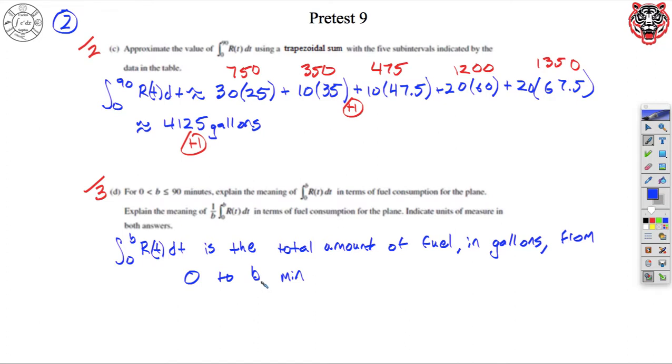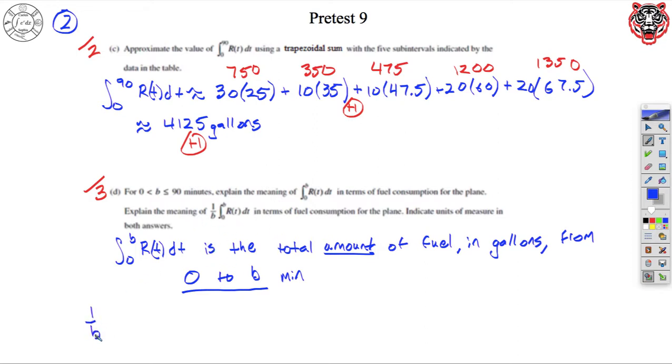In terms of what? Like it means the total number of gallons consumed from t equals 0 to t equals b. Yeah, perfect. Something about it's the amount of fuel. The key word is the amount from 0 to b. Amount from 0 to b, those are the key things. If you did that, that's going to be a point, but I'm going to score this in a sec after I get through all of this.